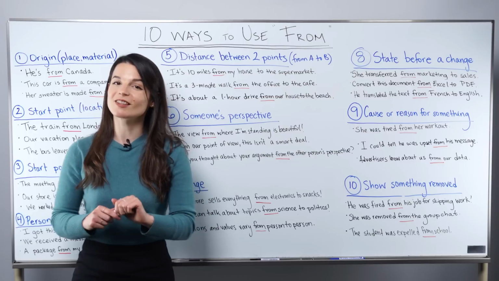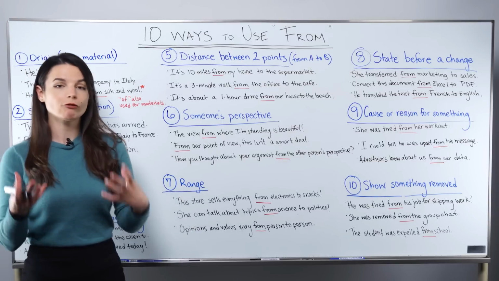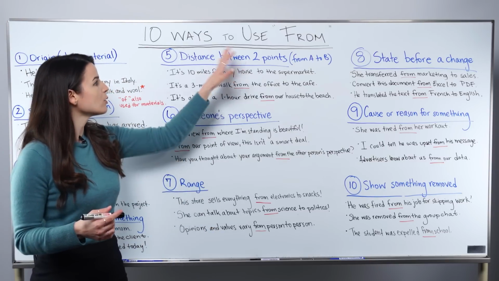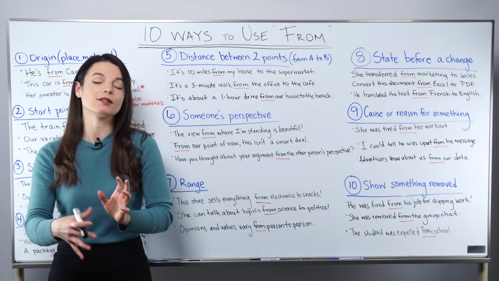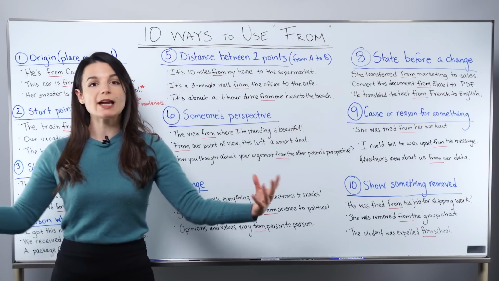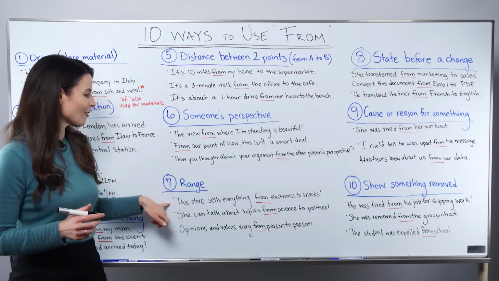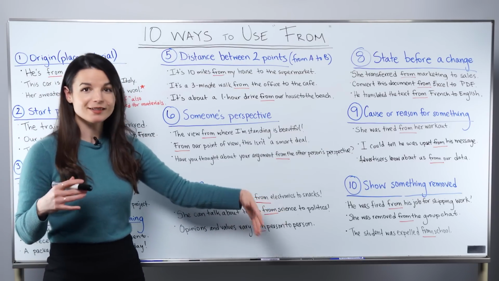Okay, let's move on to the next use of from. Next is range. So we can use from to describe a range. Earlier, we talked about using from to talk about distance in terms of like the physical distance and in terms of time. We can also use from to talk about a range of things too. So let's look at some examples of this. First, this store sells everything from electronics to snacks.